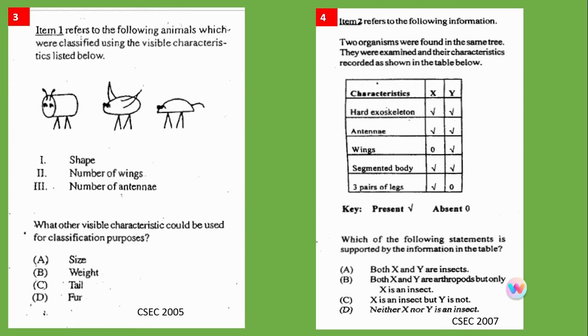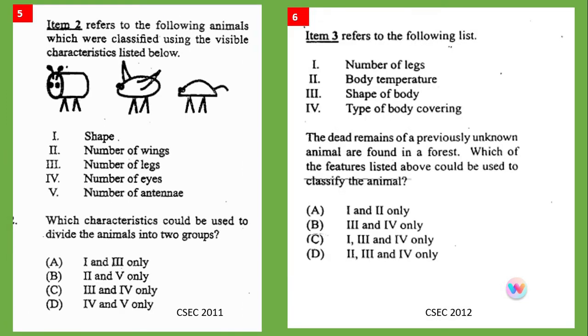And we look at question number 4, which refers to the following information. Two organisms were found in the same tree. They were examined and their characteristics recorded as shown in the table below. Now, this table seems pretty similar to the one we saw before. I think probably it was question number 1. Which of the following statements is supported by the information in the table? Please take note, while the questions might repeat, take note of the year from which we got this question. This particular question came from CSEC Biology paper 2007, just to show that questions continue to repeat.